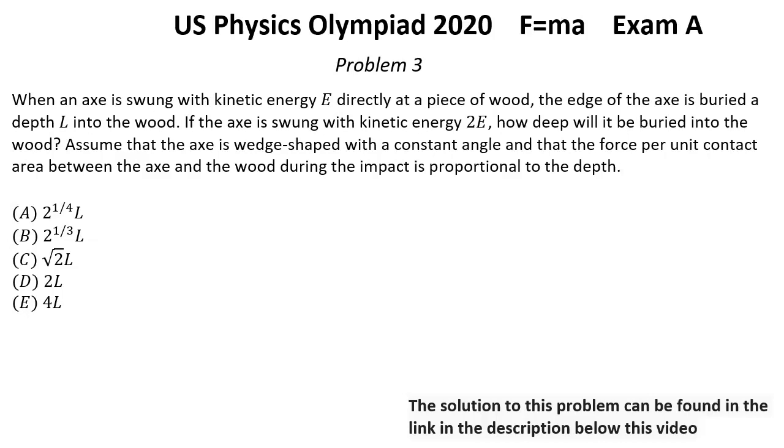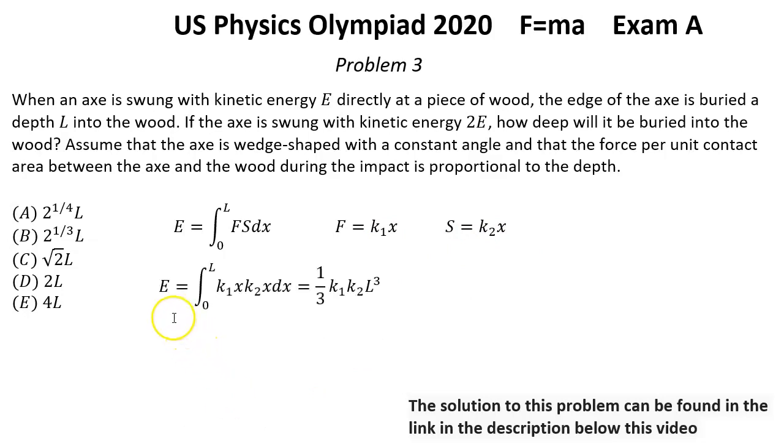We can write the expression for total energy, which is the integral from 0 to L of force per unit area multiplied by area dx. And here we know that this force per unit area is proportional to depth, and cross-section is proportional to depth. So it means that F equal K1x and S equal K2x. So it means that total energy is proportional to L cube.